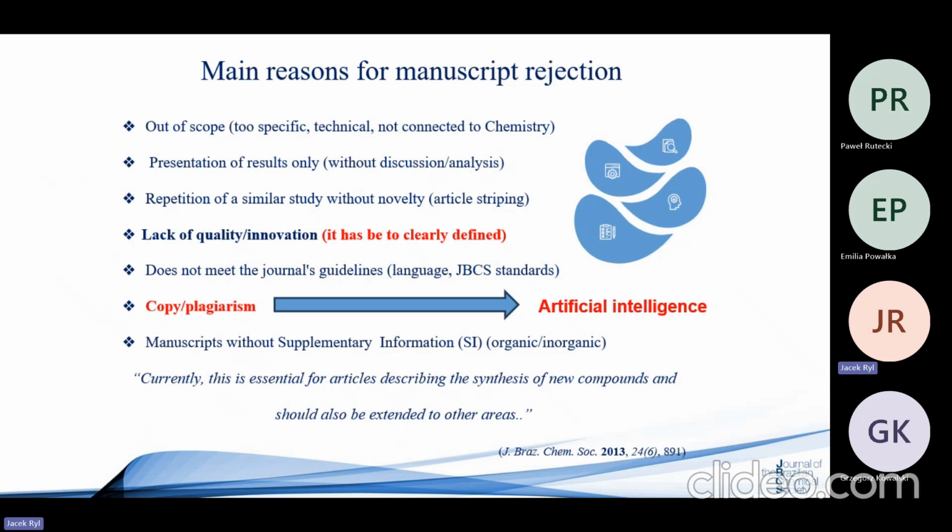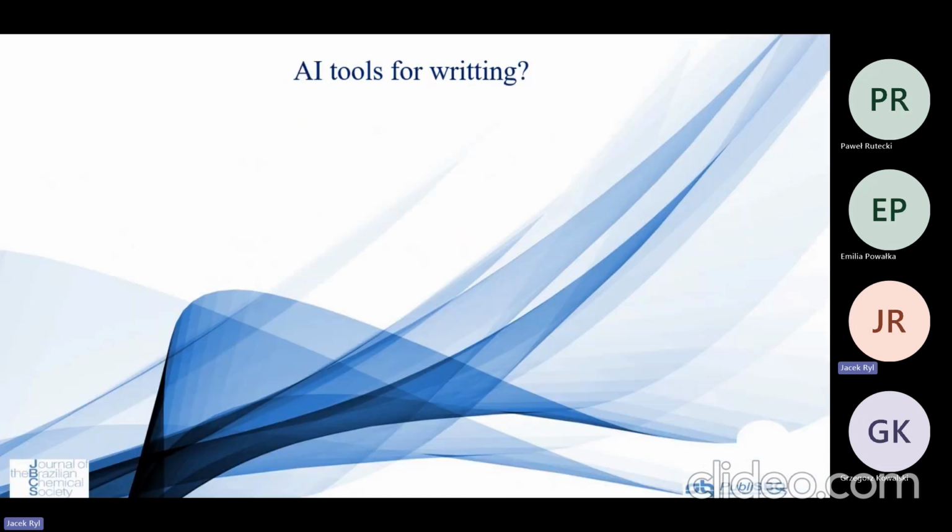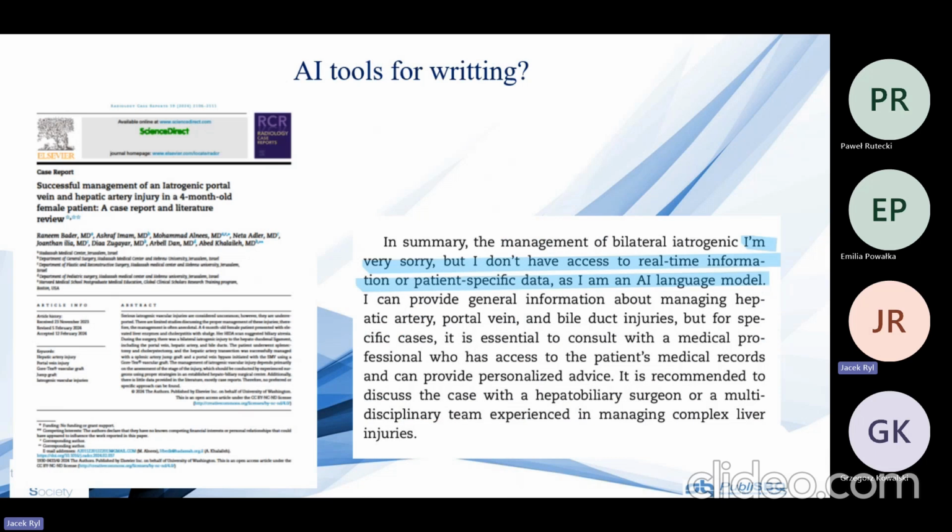This is something very new. I don't know if some of you in the audience have used artificial intelligence to help you with something. In Brazil people are using it, for example, to correct English, to make a grammar revision of the text, or even to write some paragraphs or an introduction. This is getting very common. And what is happening today is that we can find papers with fragments like this one I took from a manuscript: "In summary, the management of bilateral iatrogenic... I'm very sorry, but I don't have access to real-time information." It's a message from the artificial intelligence software. It is really very common to find fragments of the use of artificial intelligence.